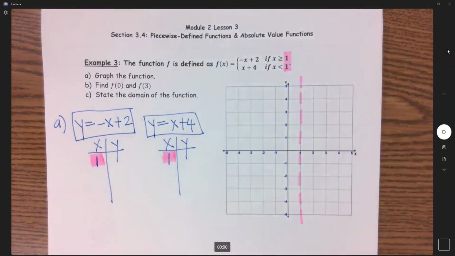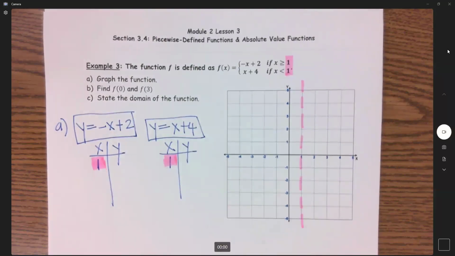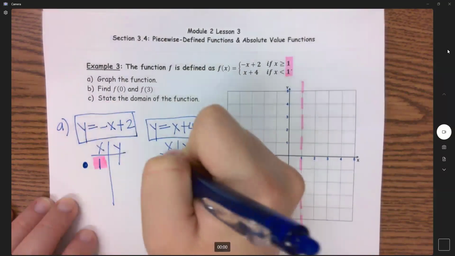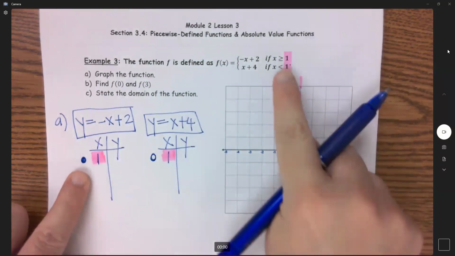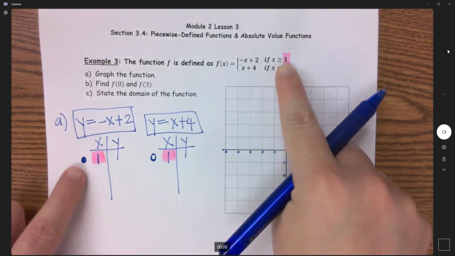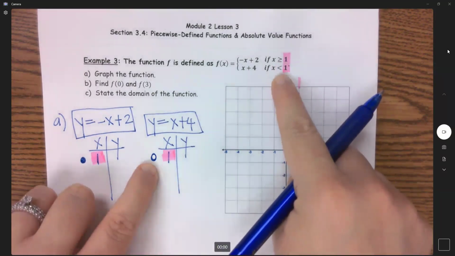Now let's talk about open circle and closed circle. Which one has an open circle, the first one or the second one? And that's going to be the first one here, which leaves this one to be an open circle. Why? This one is when x is greater than or equal to 1. So if it equals 1, it needs a closed circle, including that number. This one is simply when x is less than 1. So it does not include that number, open circle.